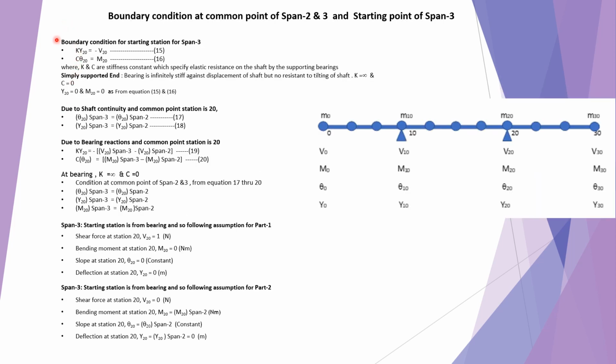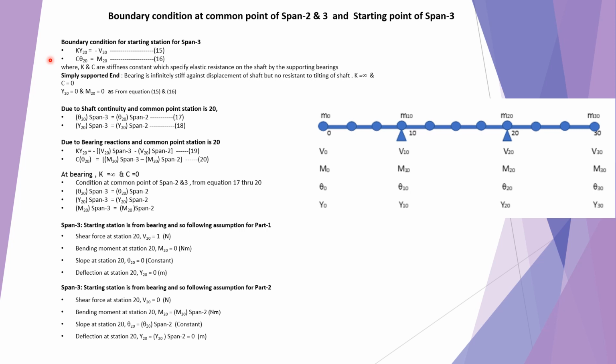Now the boundary condition at the common point of span 2 and 3, that is station number 20, and the starting point of span 3, that is 20. Same boundary conditions: k Y20 is equal to minus V20, equation number 15. C theta 20 is equal to M20, equation number 16. K and C are constants. At station number 20, it is again a bearing, so k is infinity, C is 0. With that, Y20 is 0, M20 is 0 from equations 15 and 16.